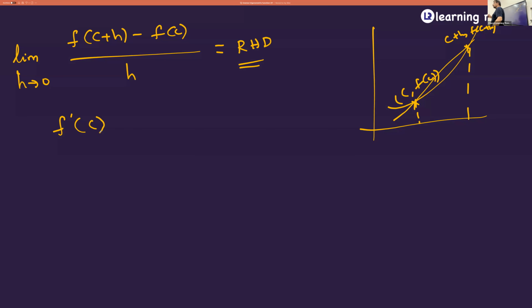So somebody tells you that this function is differentiable at a point. By default, they are telling you that it is continuous. But if somebody tells you it is continuous, you cannot conclude it is differentiable. Am I clear with that point? Let's take an example.